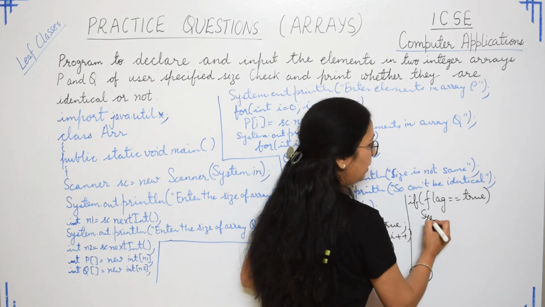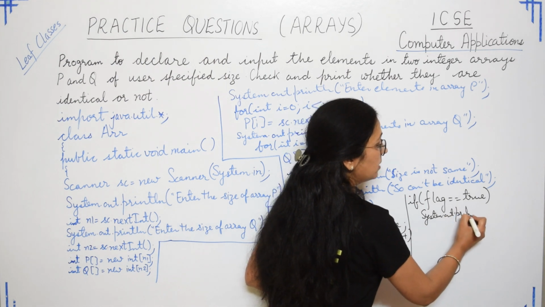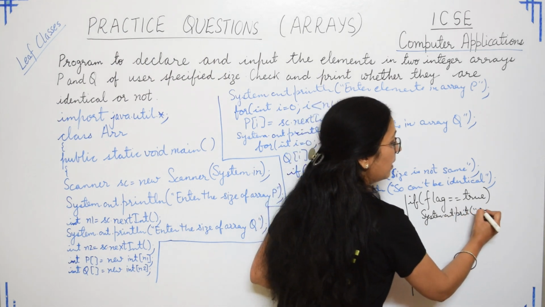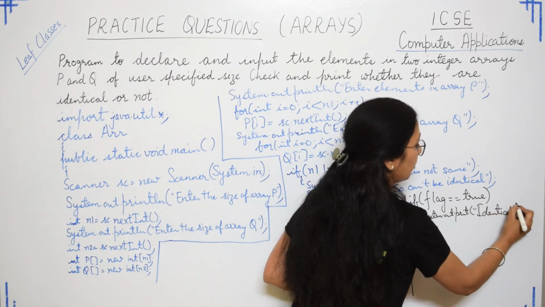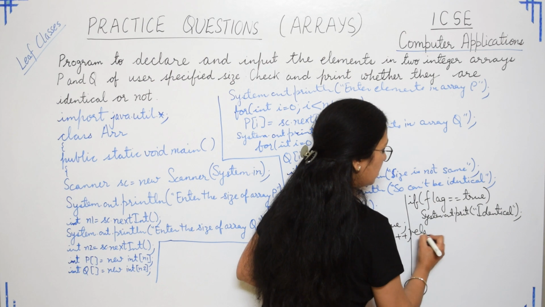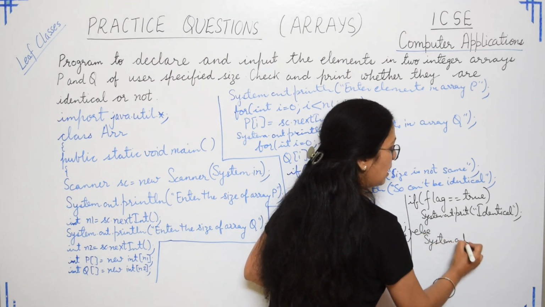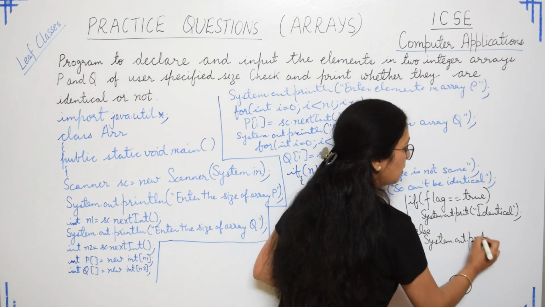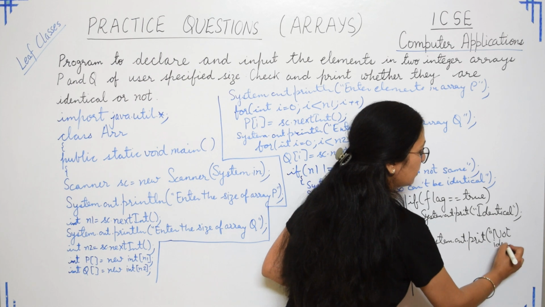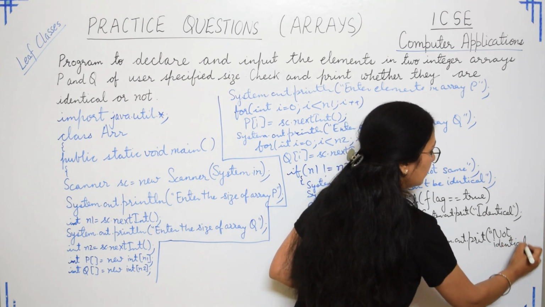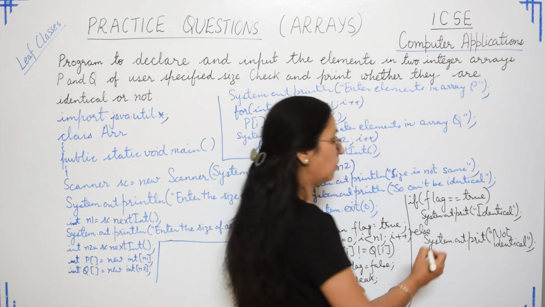you have to print System.out.print identical, else System.out.print not identical. And then you close main and then you close class.